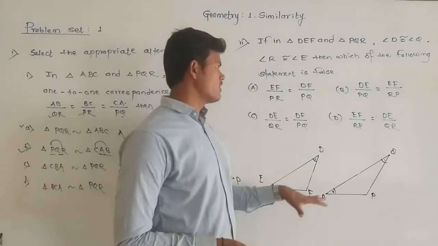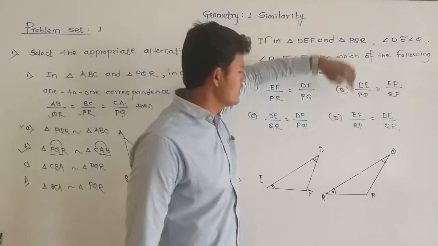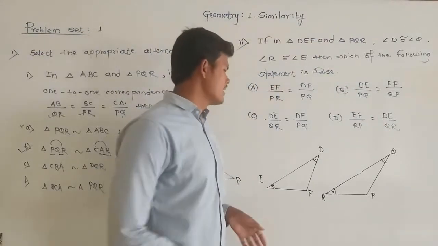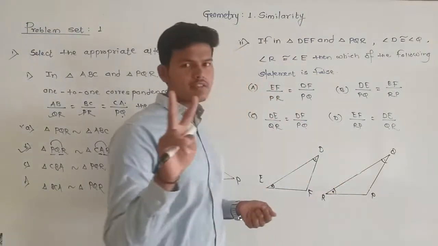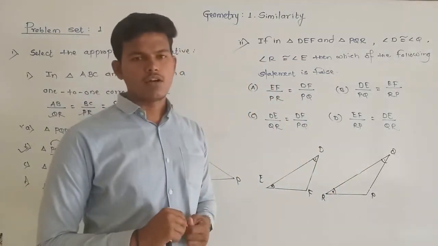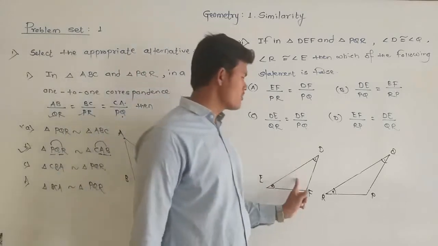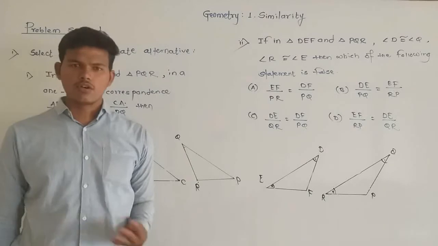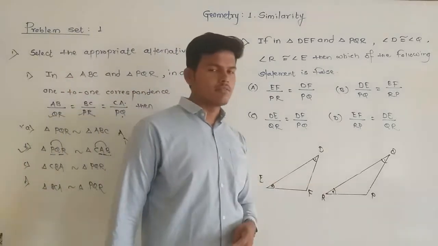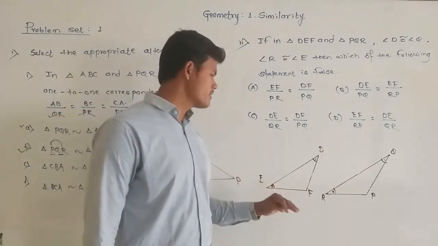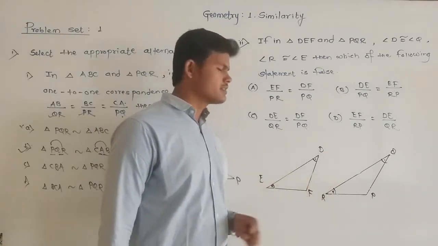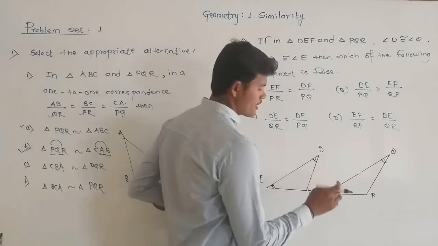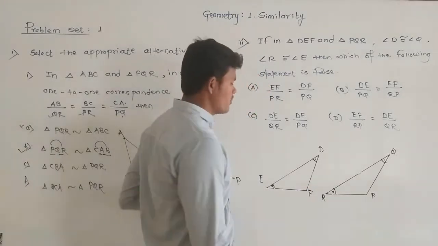So first of all, from the given condition, angle D is congruent to angle Q and angle R is congruent to angle E. That means if two angles of a first triangle are congruent to the corresponding two angles of another triangle, then both the triangles are similar, not congruent. Both the triangles are similar by the angle-angle test of similarity. That means these two triangles are similar. Now if two triangles are similar, then their corresponding sides are in the same proportion.